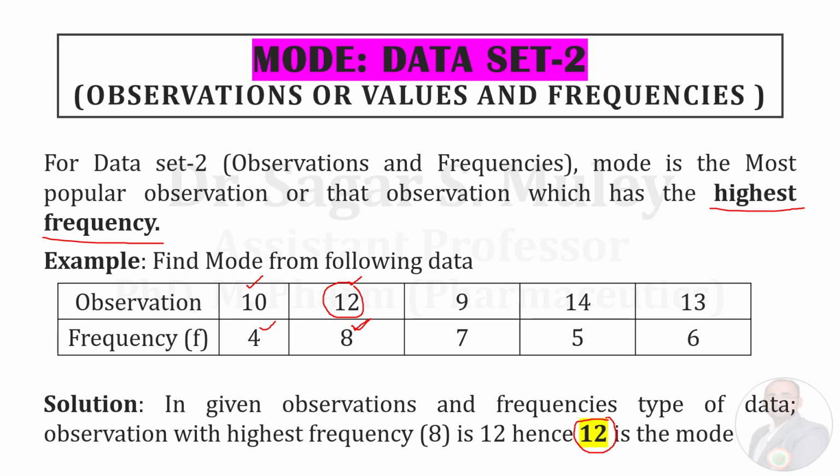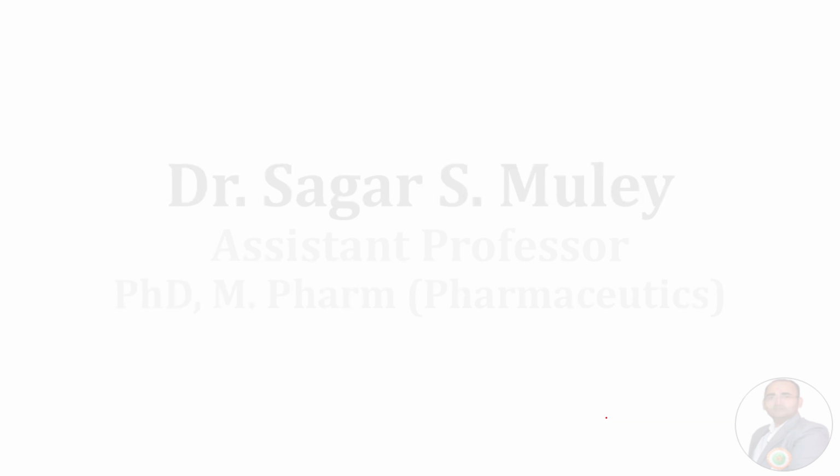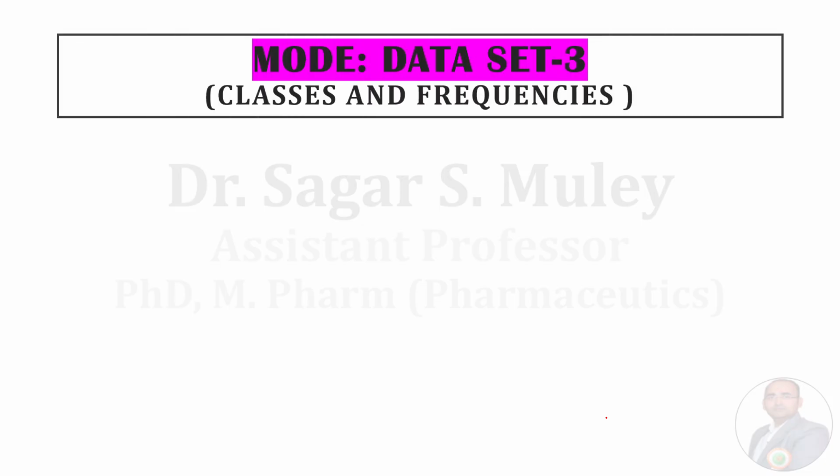So the first and second calculations of mode, that is for dataset 1, which has only observations, and dataset 2, which has observations and frequencies, are very simple. Okay. So now we will see the third type of problem, that is dataset 3. In dataset 3, there are classes and frequencies type of data.